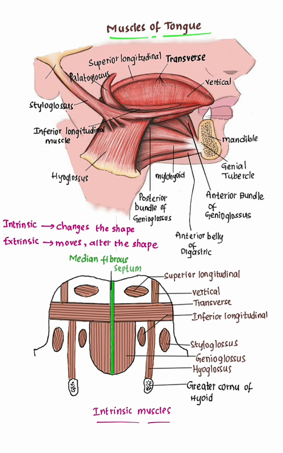Superior longitudinal muscle lies beneath the mucous membrane. It passes longitudinally from the tip of the tongue to the root posteriorly. It makes the dorsum concave. Inferior longitudinal muscle lies close to the inferior surface, between genioglossus and hyoglossus. Transverse muscle runs transversely from the median fibrous septum to the margin of the tongue. It makes the tongue narrow and elongated. Vertical muscle is present at the border of the anterior part of the tongue. It makes the tongue broad and flattened.